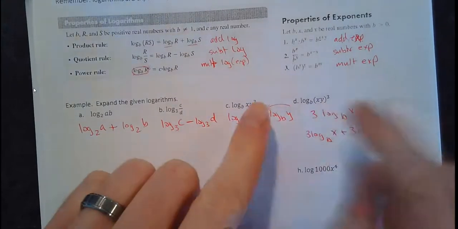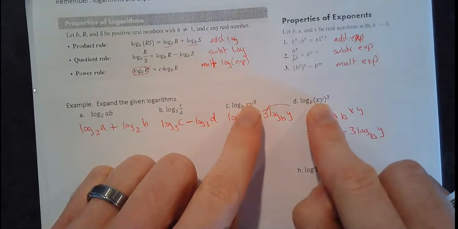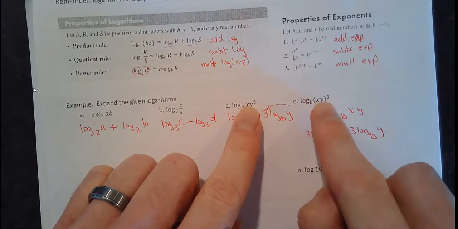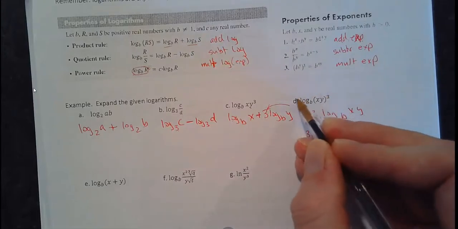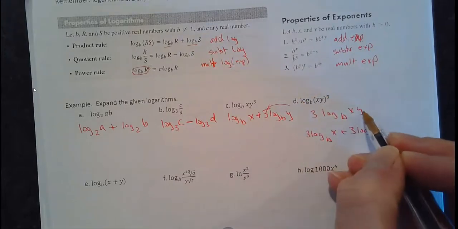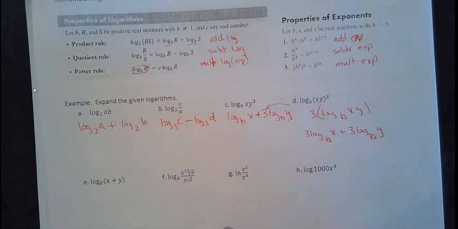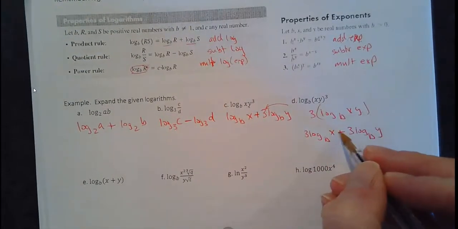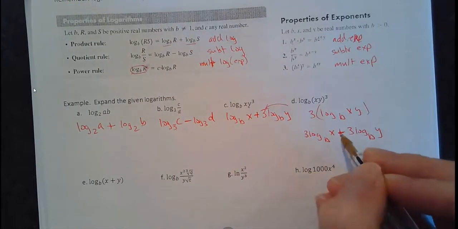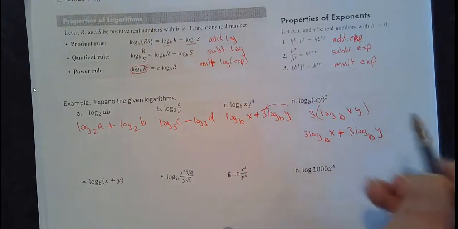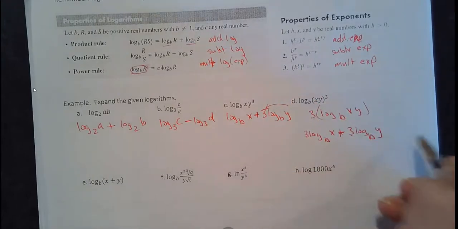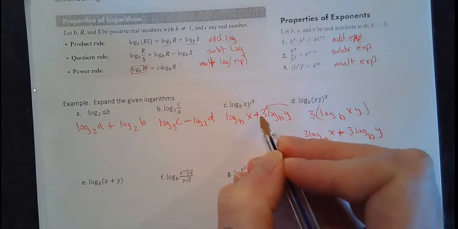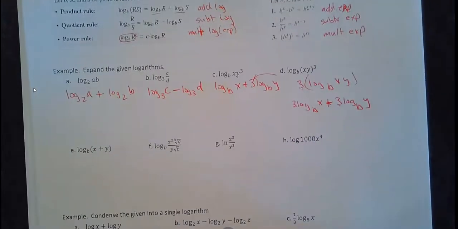Now that is different than over here. Look at these two. The big difference is here, the exponent is on the y. Here, the exponent is on x and y. So what I'm going to do is pull that 3 up front first. So it'll be 3 log base b of xy. Think of it like this: it's going to be 3 times both of them. So when I expand it with a plus, they both get a 3 out front. That's the difference. If it's the exponent of a whole argument, it goes out front early and it's in front of everything. If it's like this, it's just going to go in front of the log that has a y in it.